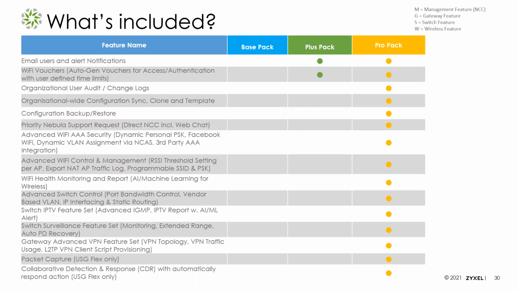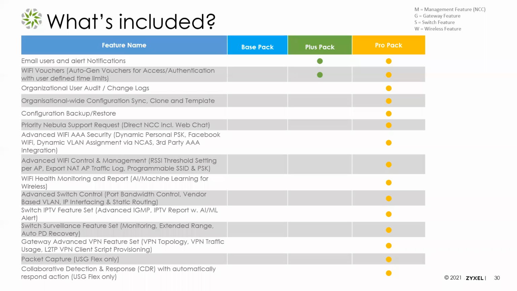And then Pro Pack unlocks a lot of additional diagnostic features here for you. So for instance, it keeps an audit log of every configuration change that's made over the last year. So you can go back through and see which of your admin users made certain changes if you're trying to troubleshoot something. Pro Pack unlocks the ability to clone existing organizations and the ability to use templates to push out changes across multiple sites. Pro Pack unlocks the ability to back up and restore configurations over time. Pro Pack unlocks the ability to open a ticket directly with our headquarters in Taiwan.